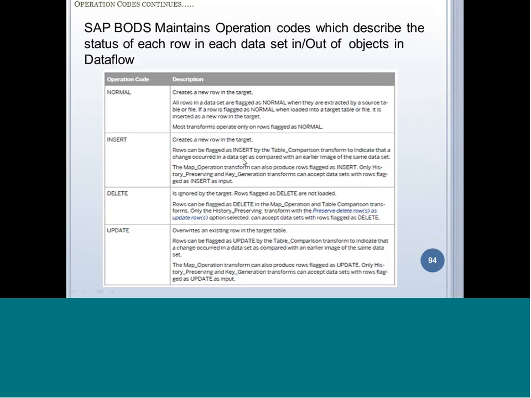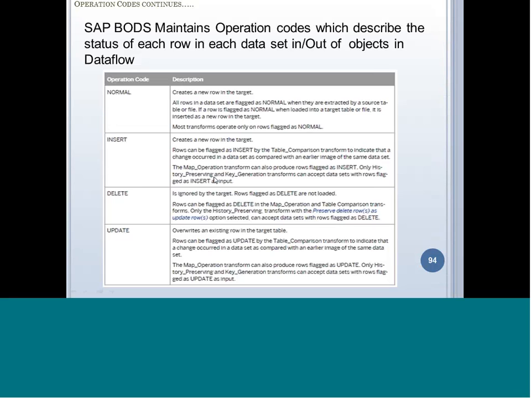So similarly, we have history preserving and key generation transformations. They will accept the insert flagged records. So that is what you have to understand here: what the transformations are, what they release, and what they accept. That is one thing you have to understand.